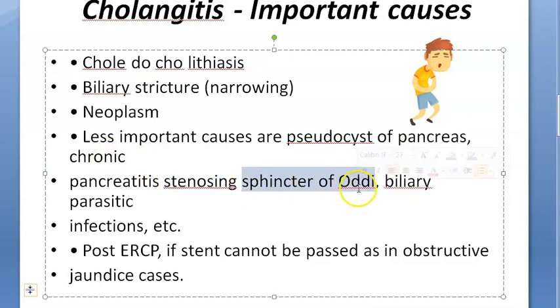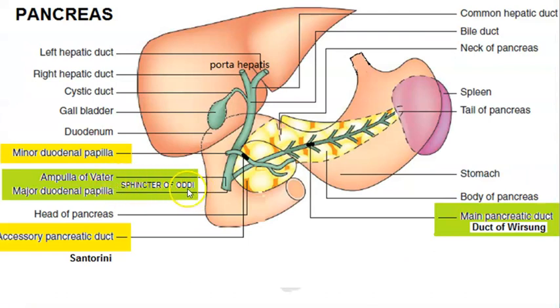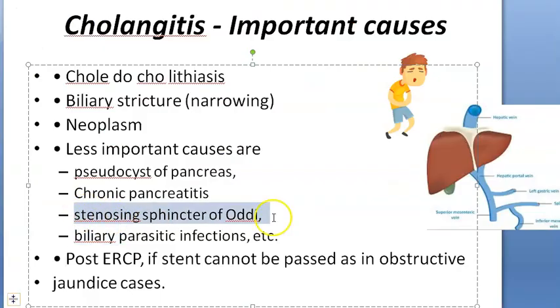Sphincter of Oddi, where will you see, guys? See, this ampulla of Vater is controlled by the sphincter of Oddi here. That is controlling the secretions of the pancreas, etc. Basically, this is kind of a valve, right? And it is supposed to control how much gets out into the duodenum from the bile and the pancreas, etc. Then parasitic infestation. These are less important. We will not bother about them.